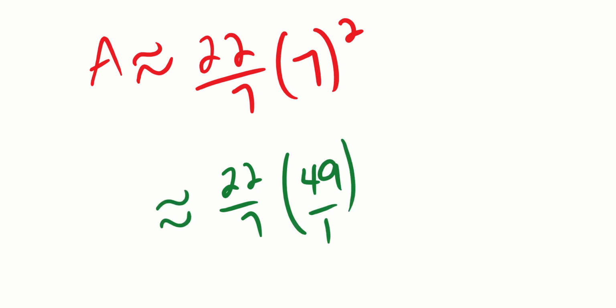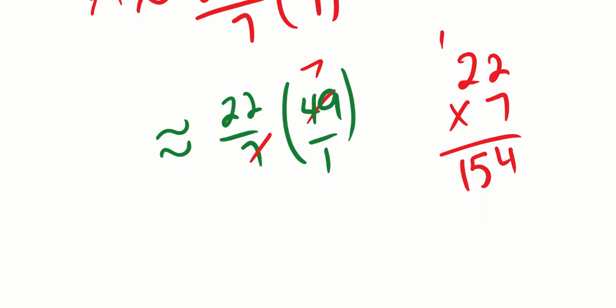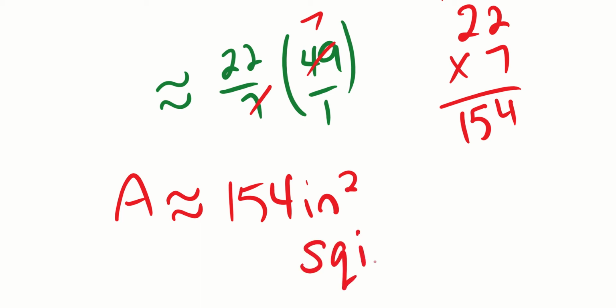And now I check if I can cross anything out. So 7 can go to 49 7 times. I'm going to multiply 22 times 7, and I get 154. So my area is approximately 154 inches squared. You could also say square inches.